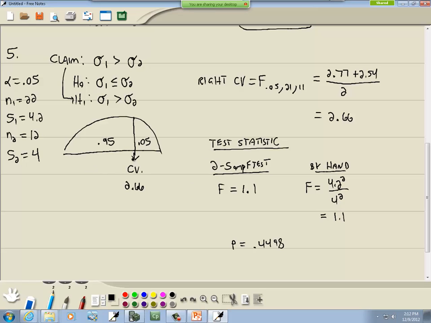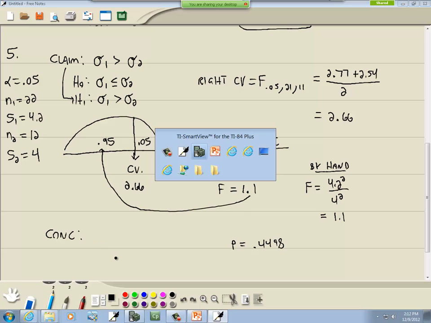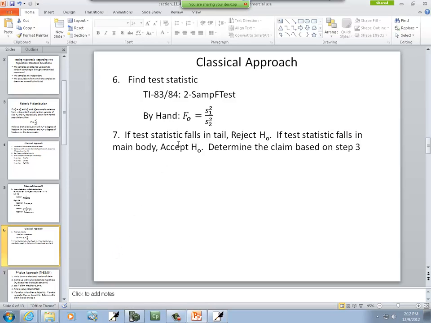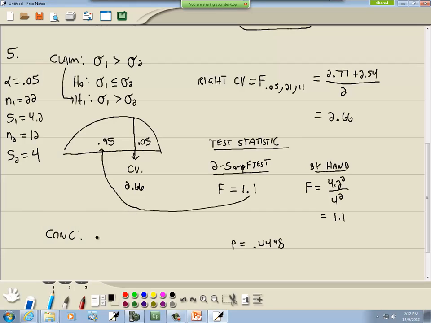Okay, so this is the number line. Here's 2.66. F, or 1.1, falls over here somewhere. So let's see about our conclusion. If the test statistic falls in the main body, it says accept H naught. So we'll accept H naught, which means we'll reject H1. And since our claim matches H1, whatever we say about H1 is what we say about our claim. So we'll reject our claim.